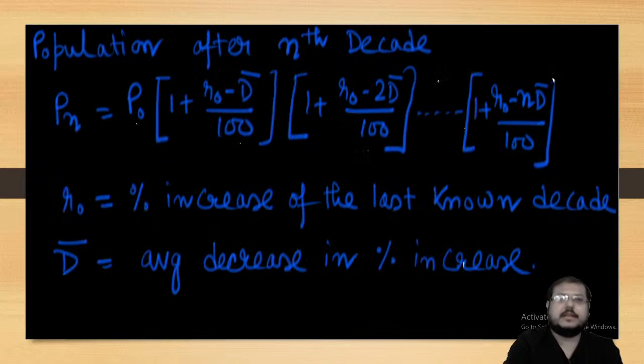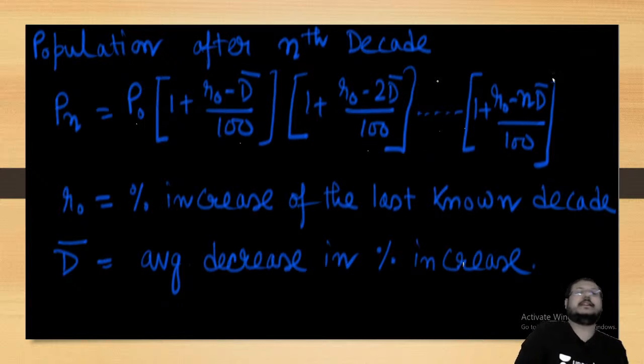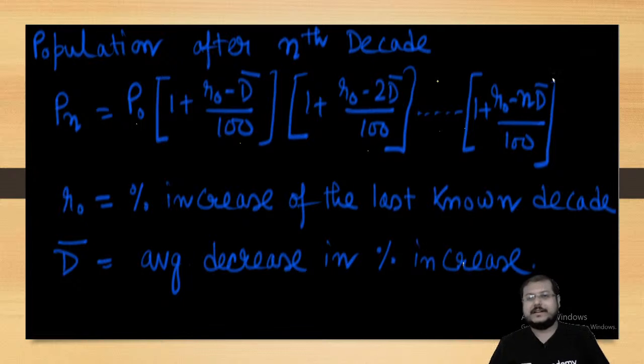Now here R naught is defined as the percentage increase of the last known decade. And D bar is mentioned here as the average decrease in percentage increase. Now, what is that? I will explain. Just note down the term, average decrease in percentage increase, where R naught is the percentage increase of the last known decade.